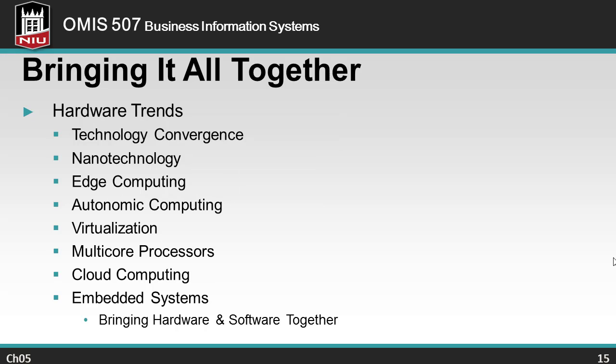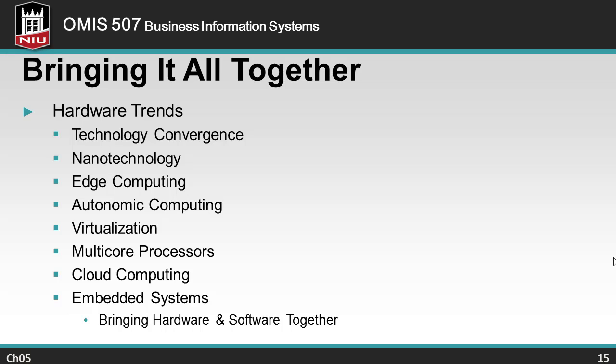This evolution in the technology includes a wide variety of changes. In the hardware space alone, we have seen a number of changes. Technology convergence occurs when devices designed to do one thing start to take on the characteristics of others. For example, cell phones started as simply phones but have become mobile computers.